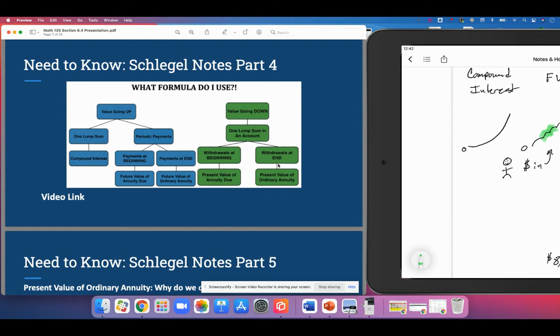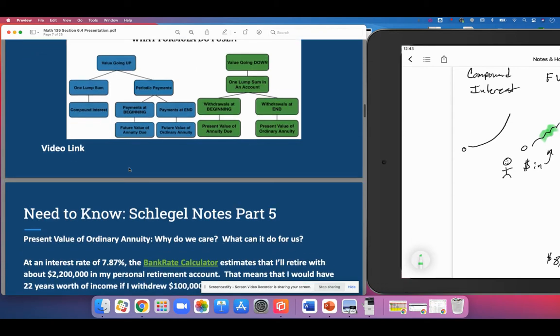So if the value is going down and there are periodic payments coming out, it's going to be present value of ordinary annuity. If the value is going up and there are periodic payments being made into the account, it's going to be future value of ordinary annuity. And if it's one lump sum, it's going to be compound interest.